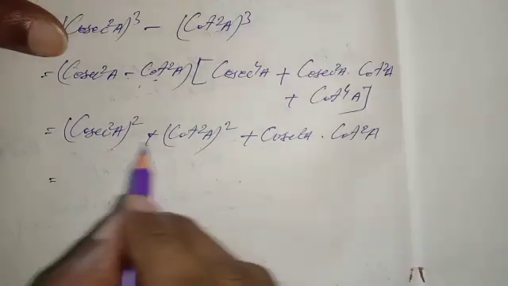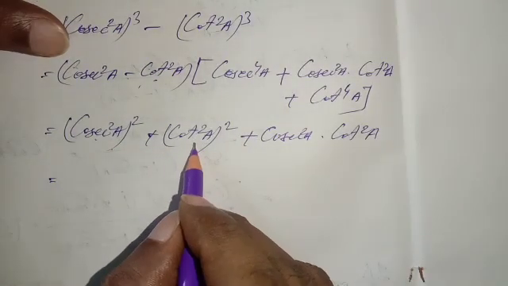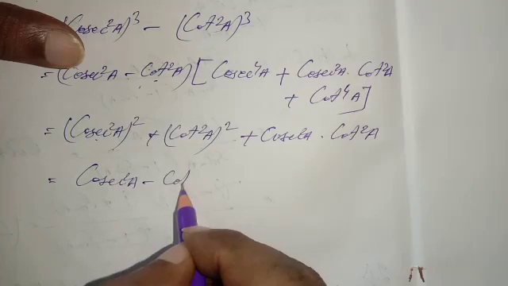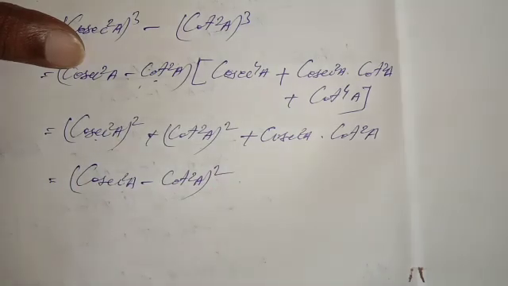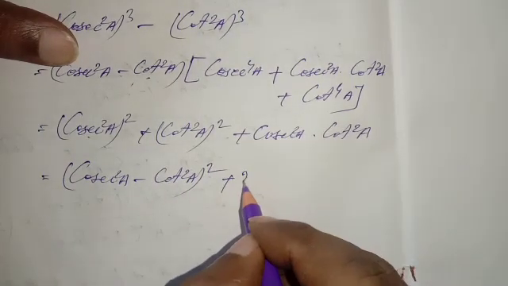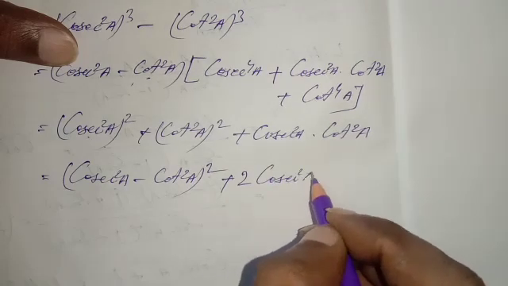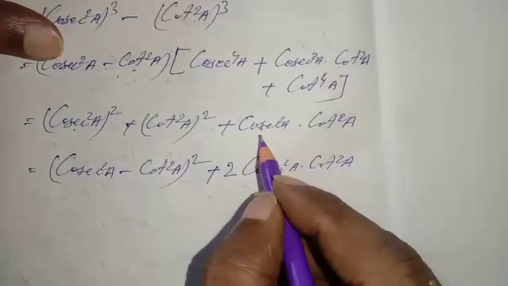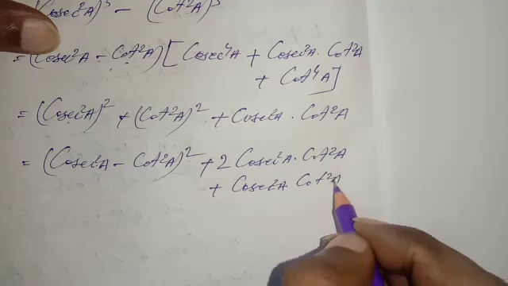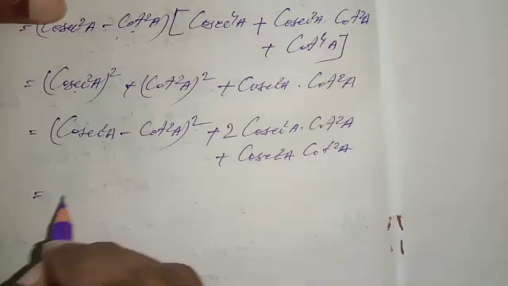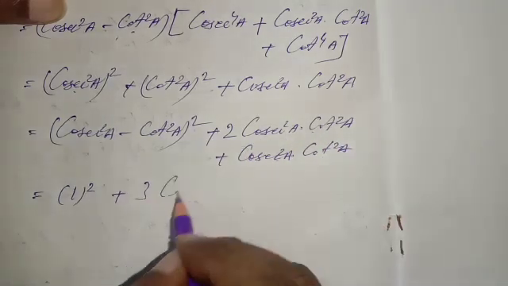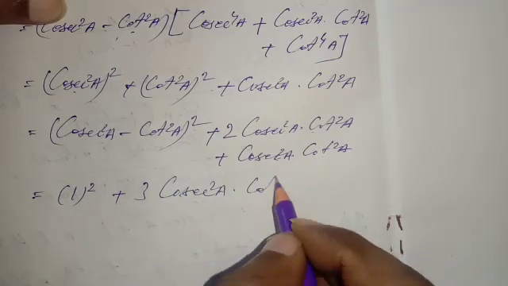Now you have to apply here a square plus b square. A square plus b square you have to apply like this: a minus b whole square, here cosec square A minus cot square A whole square, plus 2ab, plus 2 cosec square A into cot square A. Already it was present, plus cosec square A into cot square A. Now as you know cosec square minus cot square equal to 1, 1 whole square. 2 cosec square into cot square plus cosec square A into cot square means 3 cosec square A into cot square A.